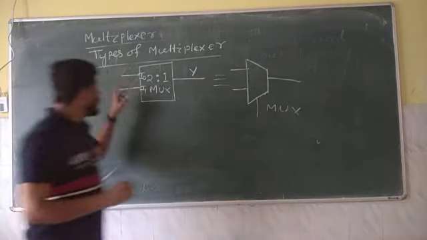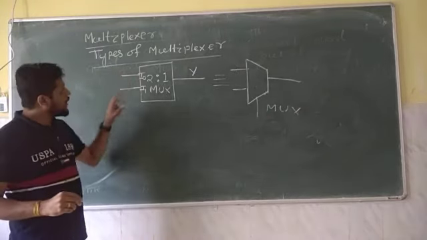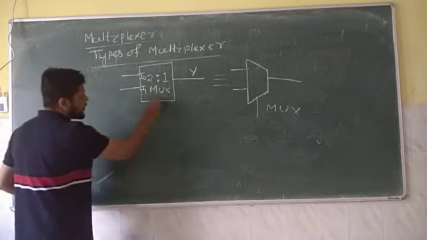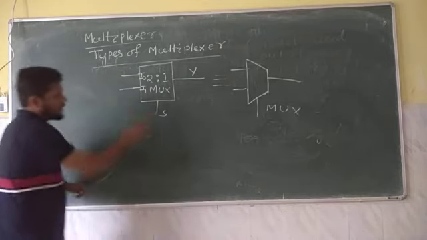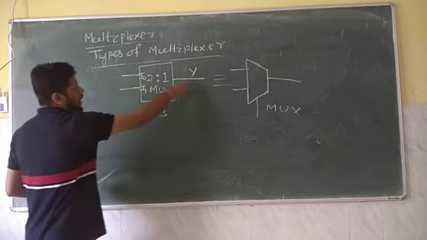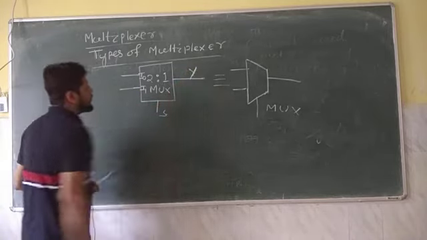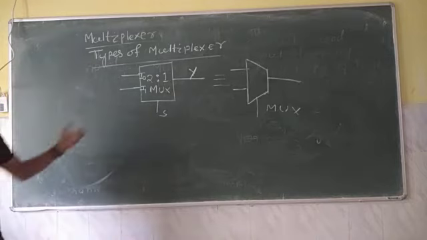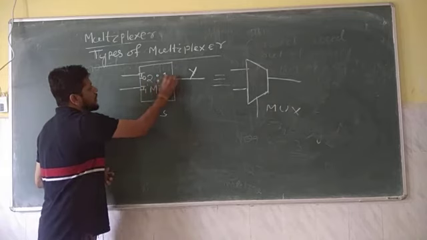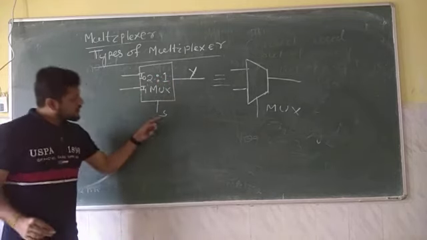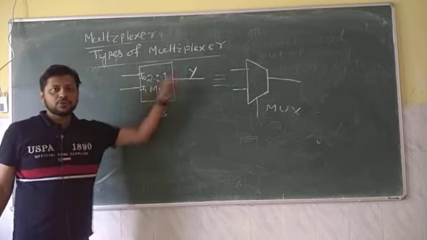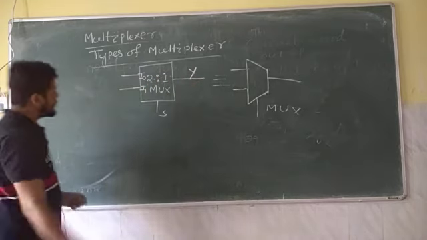So you have 2 input lines. 2 input lines means 2 to the power 1, that means 1 selection line. Here I denote this selection line as S, the inputs as I0 and I1, and the output as Y. We cannot see the switch here, but a switch is connected. This selection line decides which input is going to connect with the output.